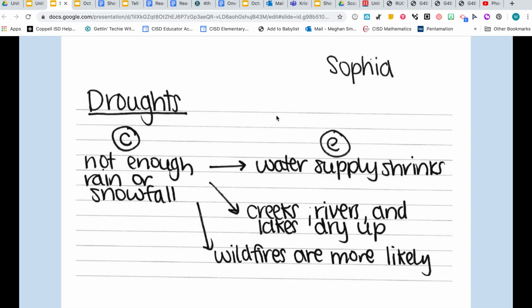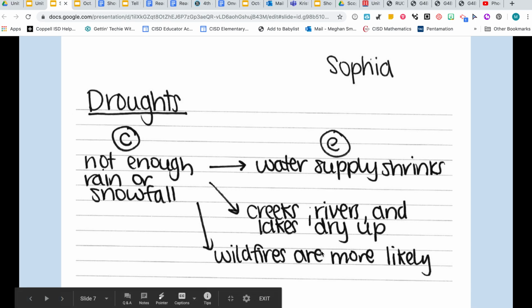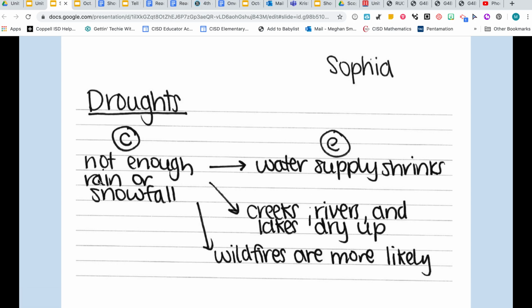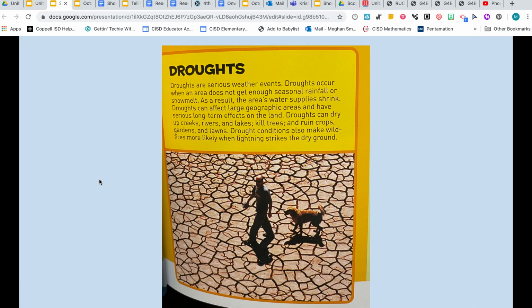So I'm going to show you, before I reread, an example of Sophia. She has chosen that this article is organized in a structure of cause and effect. So we have droughts, and she has labeled C for cause. There's not enough rain or snowfall. That's what's causing the droughts. So then over here, she is listing, well, these are the effects because there's not enough rain or snowfall. So I want you to be thinking and jotting down your own notes and organizing cause and effects in your own way as I read this article again.